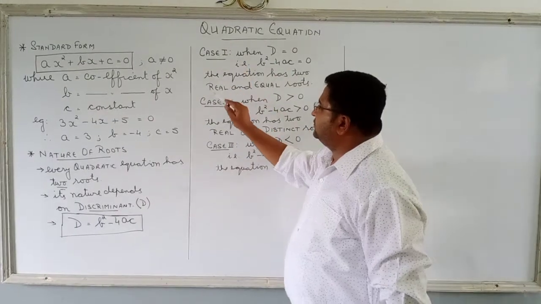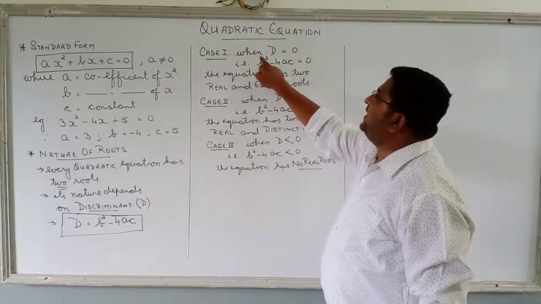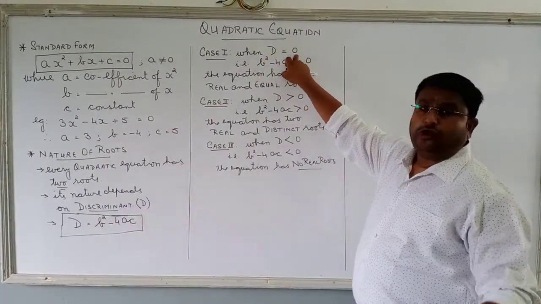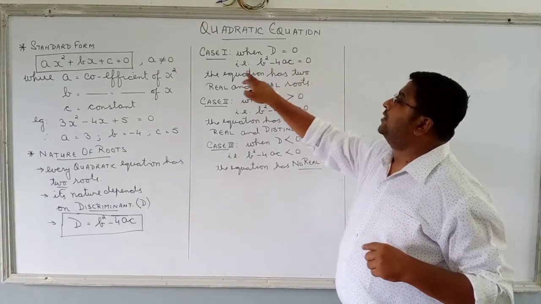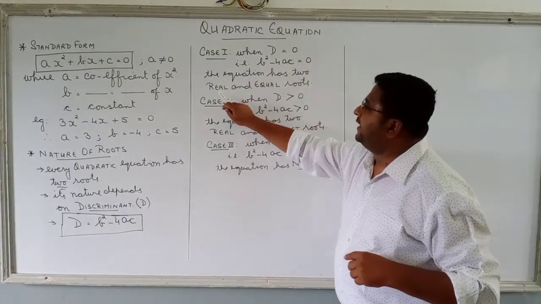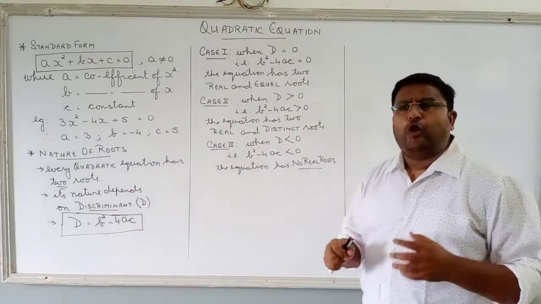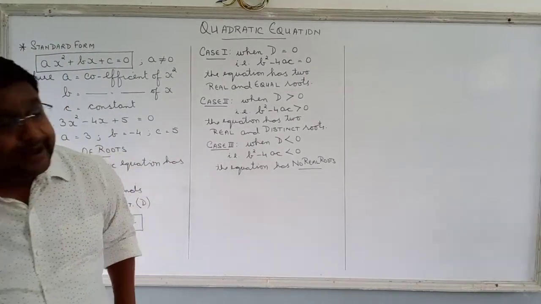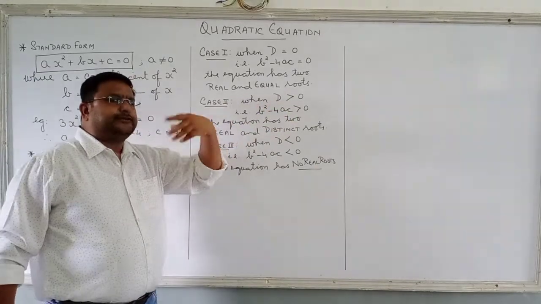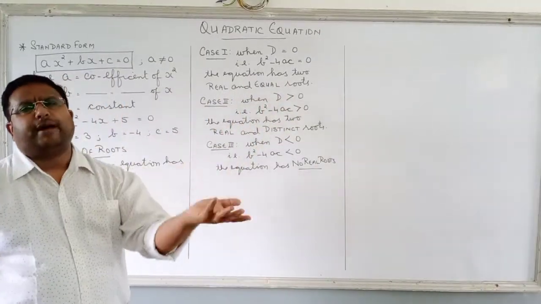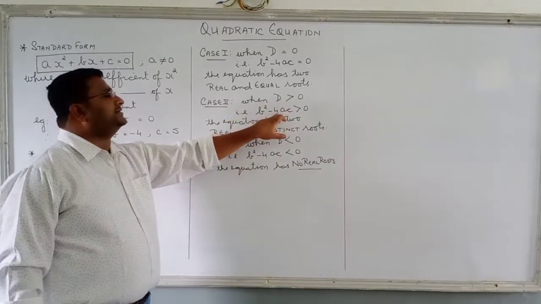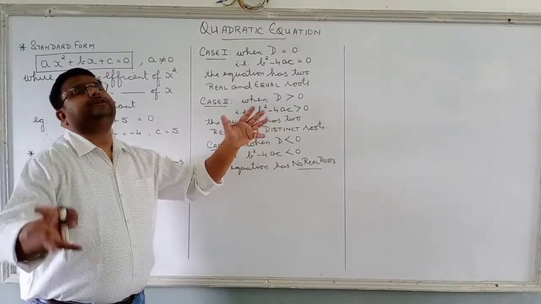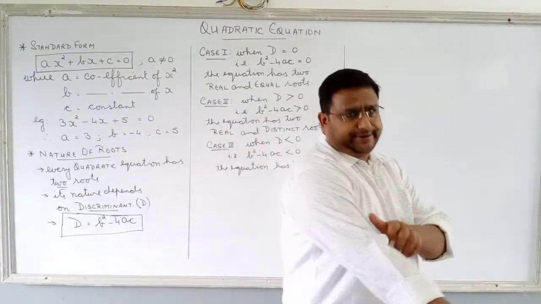So there are 3 cases: case 1, case 2, and case 3. First, when D is equals to 0, that is b square minus 4ac is equals to 0, the equation has 2 real and equal roots. Both the roots are going to be real and both of them are going to be equal. Both of them are going to be the same. If D is greater than 0, that is all positive values, 1 by 2, 3, 1 by 4, 7 by 2, anything that is D greater than 0, the equation has 2 real but distinct roots. Distinct means both of them are going to be different.